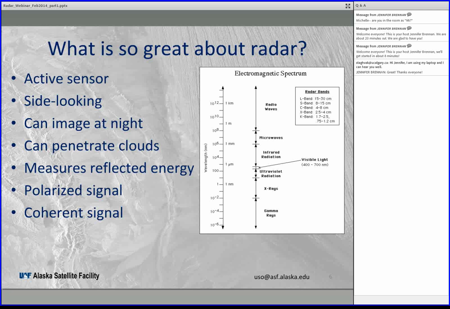There are a number of features that make radar different from optical data. Radar is an active sensor, therefore it generates its own illumination of the surface and makes it possible to image at night. Radars are generally side-looking, in contrast to most optical sensors which look straight down. Radar operates in the microwave region, and the wavelengths are sufficiently long enough to pass through cloud cover and smoke. Radar measures the amount of energy reflected from the surface back to the radar antenna. The radar signal is also polarized and coherent.